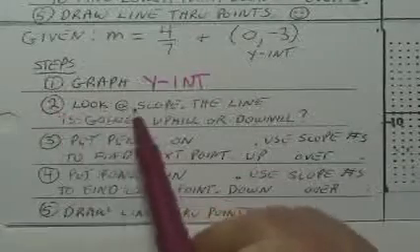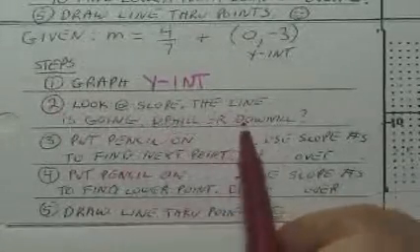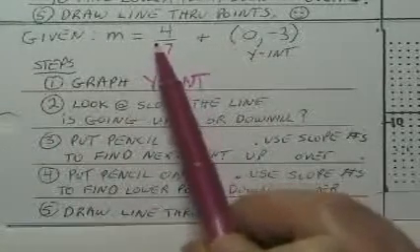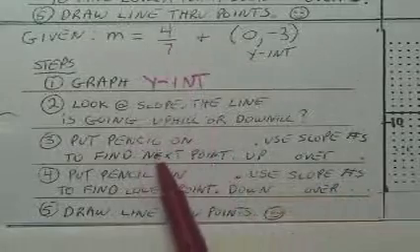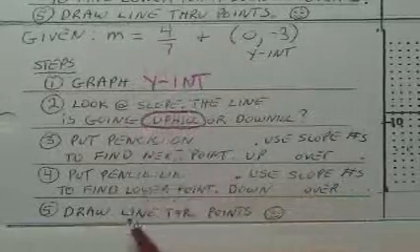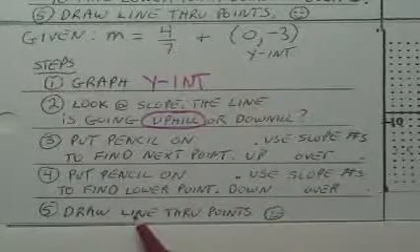Step 2. Look at the slope. Is the line going uphill or downhill? Let's take a look. The slope is positive. So is it going to go uphill or downhill if it's positive? It's going to go uphill. So that means it's going to go kind of like that, uphill.